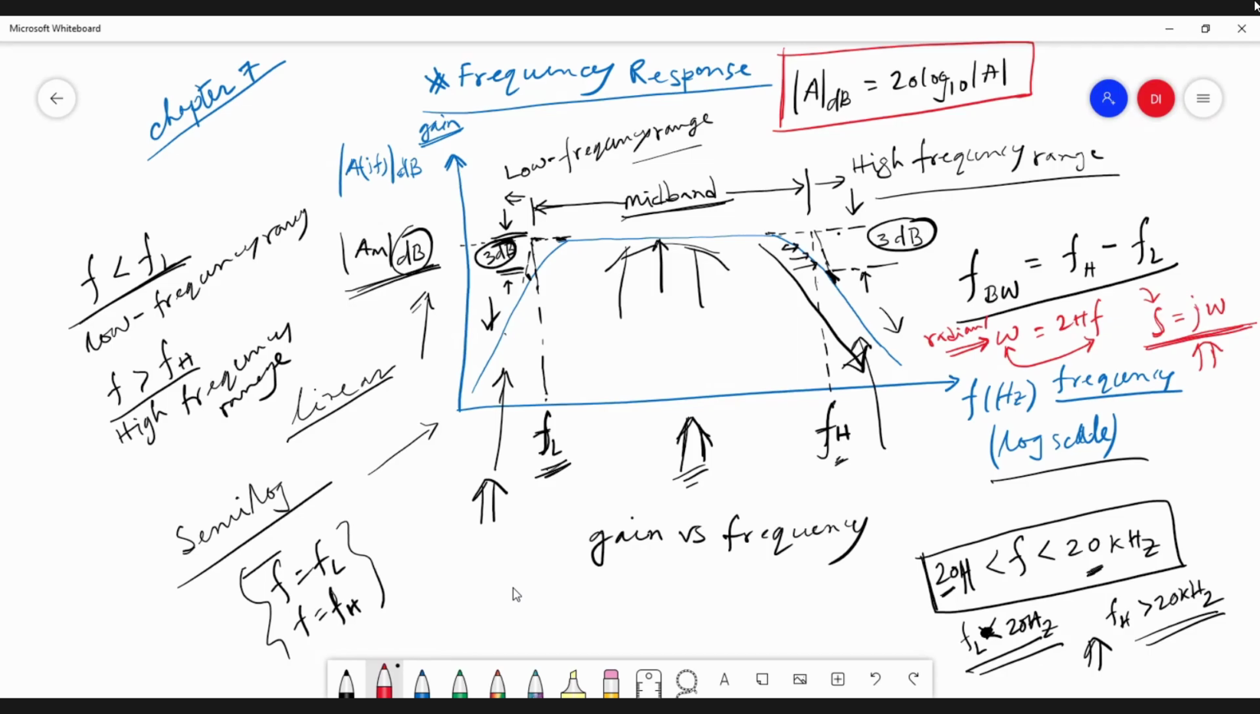No. Exactly what happened earlier, in our earlier discussion, we didn't consider the capacitor value.